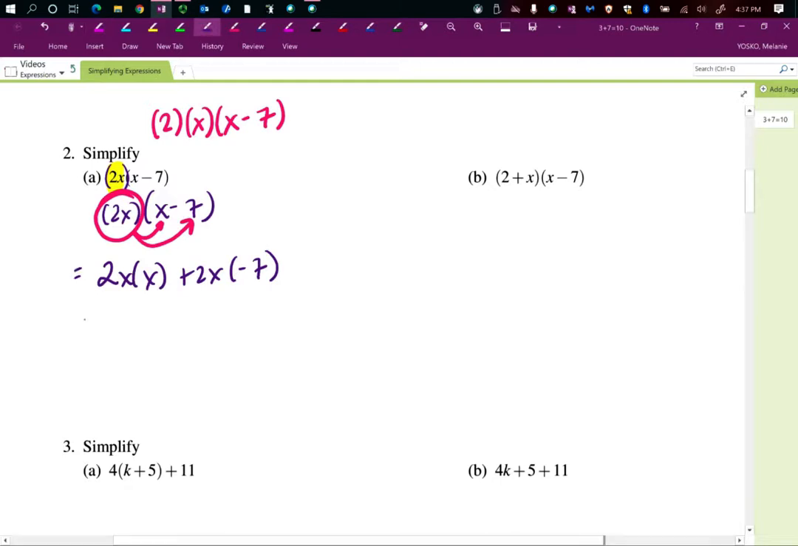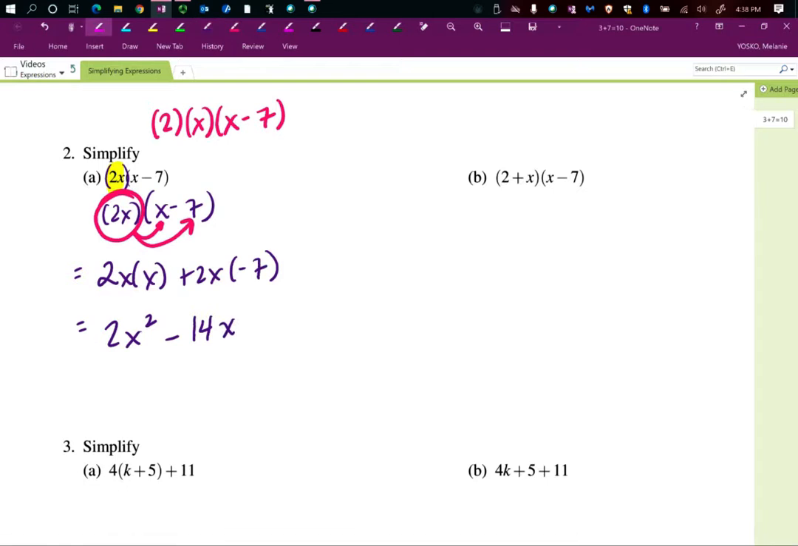And then you clean it up, right? So you get 2x squared, because x times x is x squared. And then here you have a 2x times a negative 7. We're going to multiply the numbers. We have a positive and a negative. We multiply those together, we get a minus. Then we have 2 times 7, which is 14x.